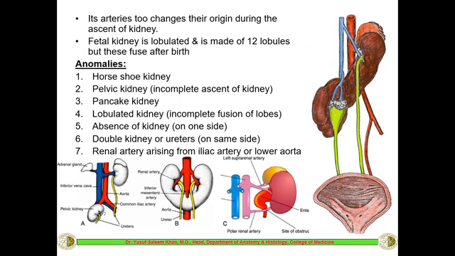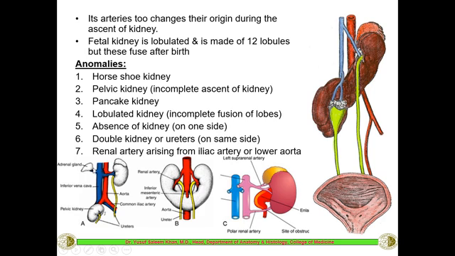Sometimes the kidney has not ascended upwards. As we said, it will be in the pelvis initially, then it ascends upward. Sometimes there might be incomplete ascent of the kidney, so the kidney might be in the pelvis or sometimes in the lower part of the abdomen. If you can see here, this kidney has ascended up to its normal position, but the other kidney is still in the pelvis. Okay, it has not ascended.